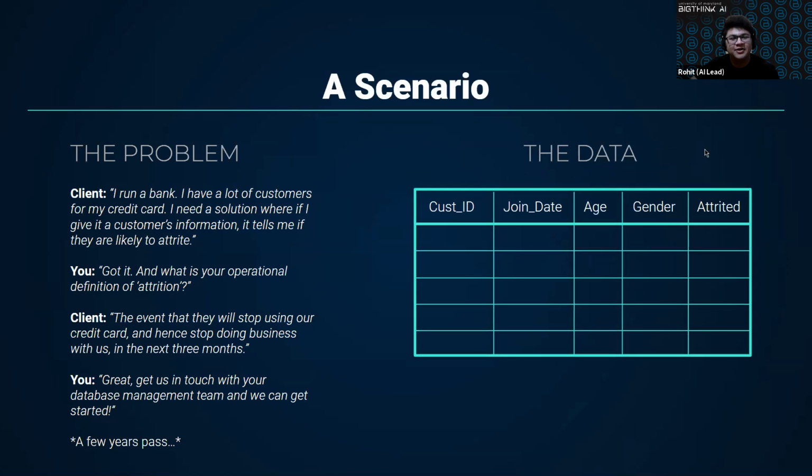And here's a really simplified version of an actual data set where you have the customer ID, the join date, the age, gender, and then you have attrited, whether they actually left or not in the past. Your goal is to make something that's going to predict whether, given that information, someone's going to leave. So that's the goal here. Does anyone want to guess what kind of ML problem this is? Remember, we just had it a couple slides ago.